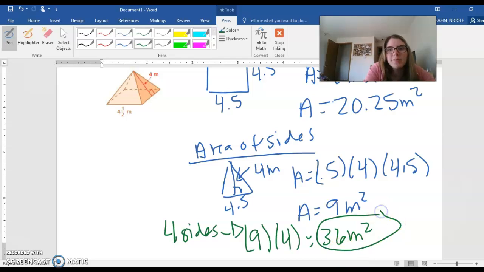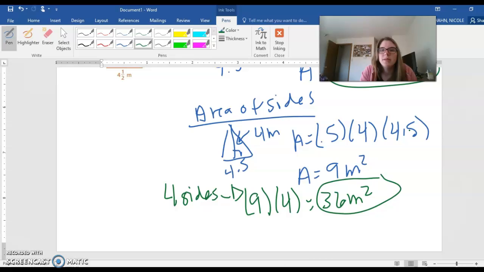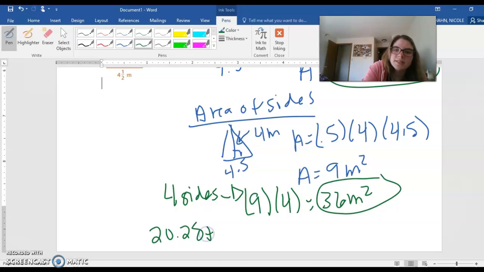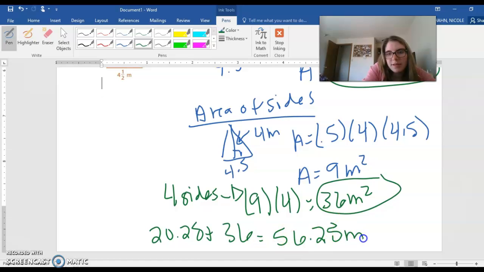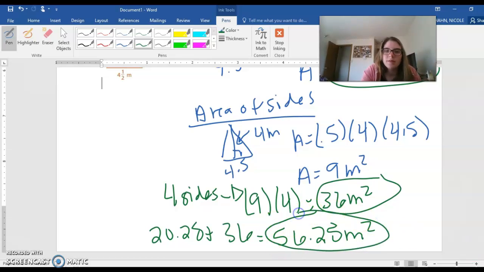So here's the surface area of my sides, and here's the surface area of the bottom. So it was 20.25 plus 36. That would give me 56.25 meters squared. There you go.